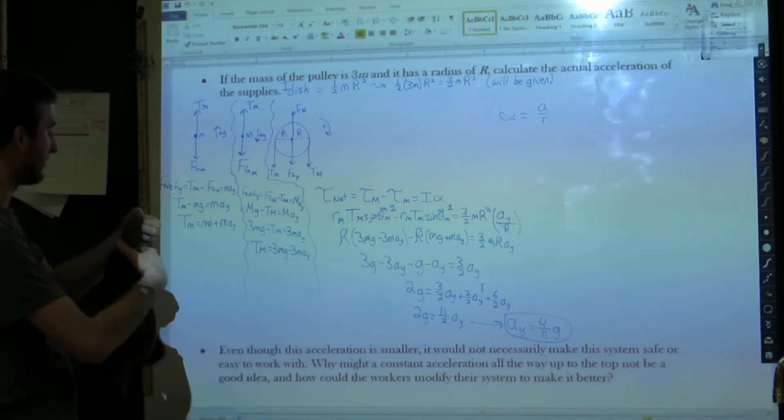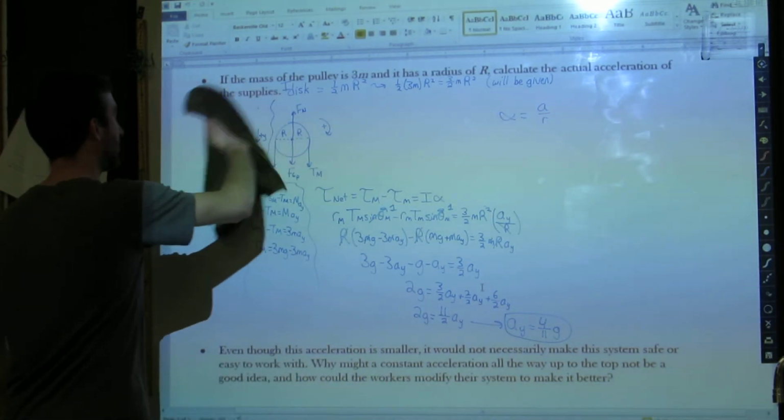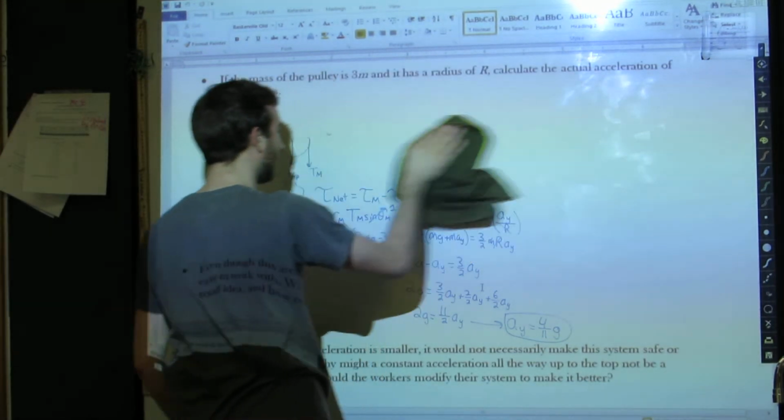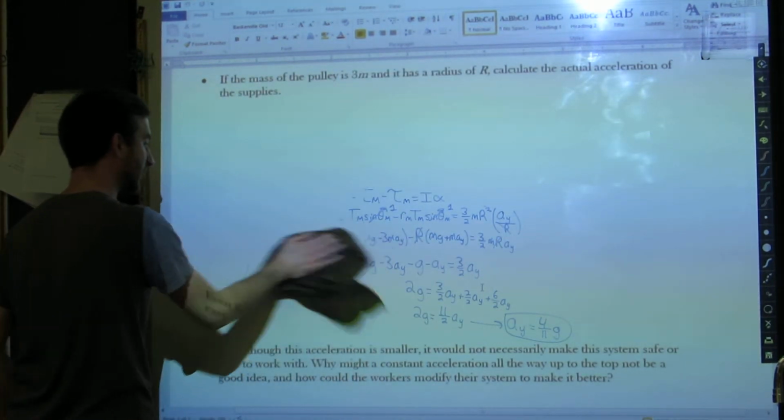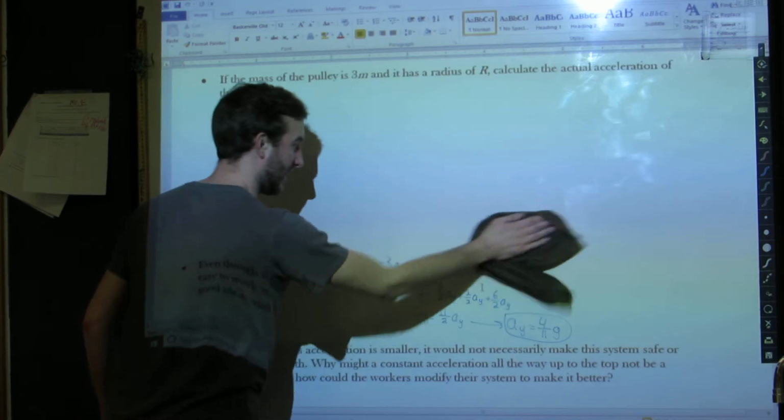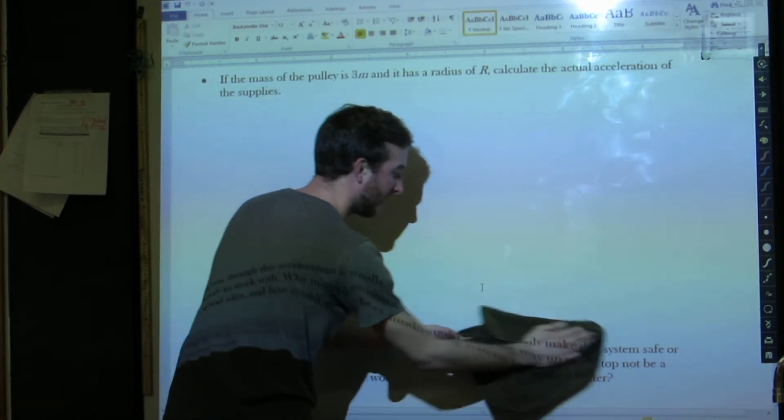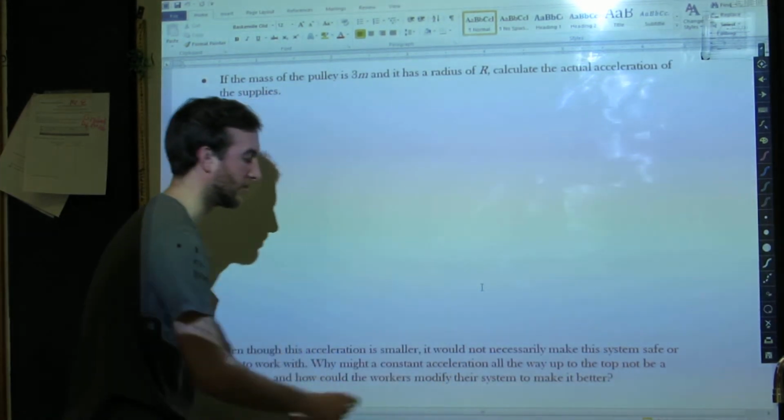That is the main thing I want you to understand from this, is just knowing it's not that much harder. We just have to integrate a net torque equation now, if we're dealing with a pulley that has some rotational inertia.